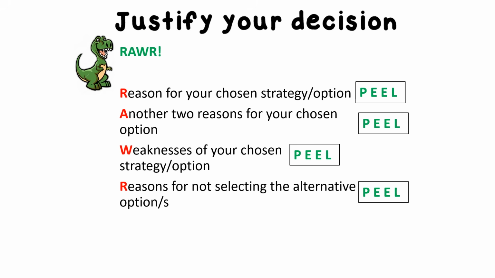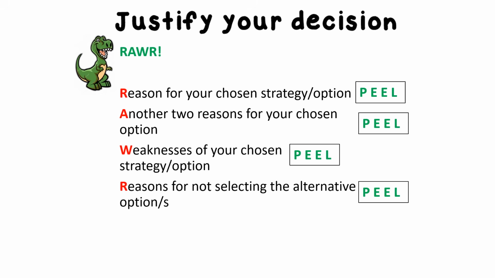You can also, if you're asked to justify your decision, use RAWR. So you give your reason for your chosen strategy, and then you do a PEAL paragraph. You give another 2 reasons for your chosen option, and give another 2 PEAL paragraphs. You point out that there are some weaknesses to your chosen strategy with a PEAL paragraph. And then you also give your reasons for not selecting the alternative options with a PEAL paragraph. So you'd use RAWR if they said to you, here are your 4 options, which one do you think we should use?